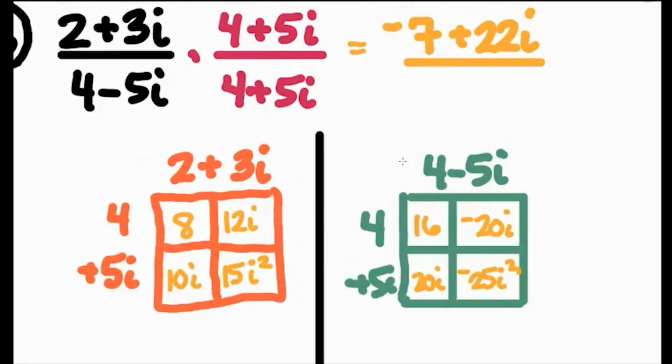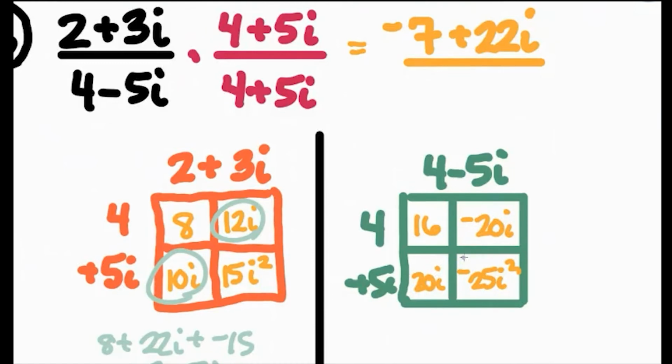All right, so that first one, the numerator, if you actually work everything out here, it's going to be 8 plus 12i plus 10i, that's 22i, plus 15i squared. Well, i squared is -1, so this is technically minus 15 here. So you end up with -7 plus 22i, which is what I have up here.